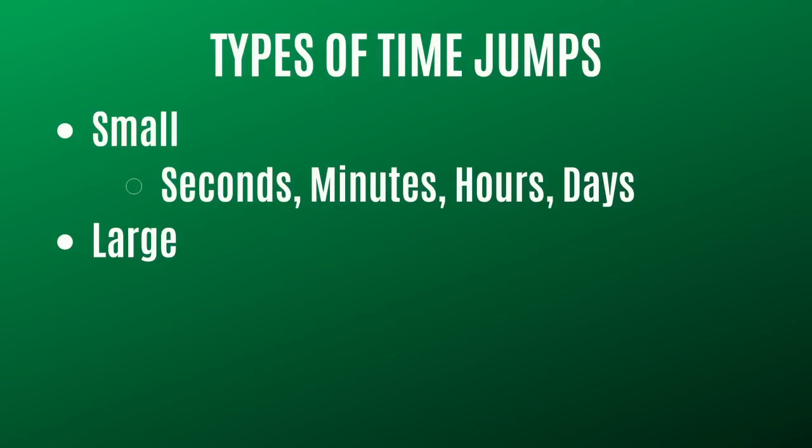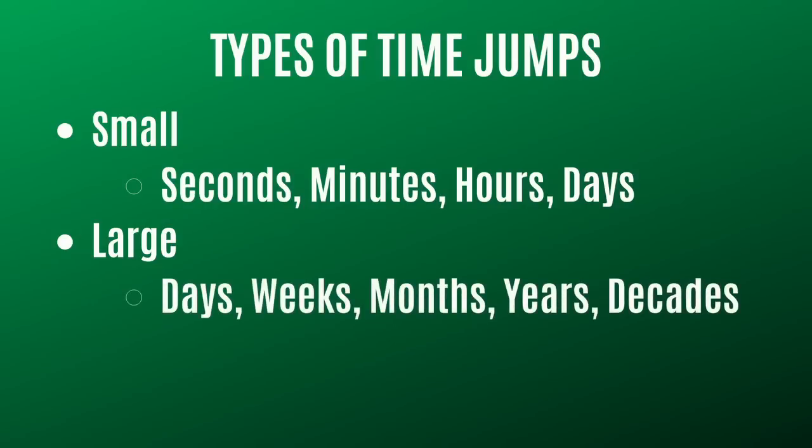Now with larger time jumps, you might jump days, weeks, months, years, or decades ahead, and typically these are going to be more noticeable. And when you pull them off, you need to get your audience back on board. You need to show how the characters and the world have changed over these larger spans of time. You probably noticed that I used days as an example of both a small and a large time jump, and that's because depending on the scope of your story, a day may be a significant chunk of time, or it may be something more minor.